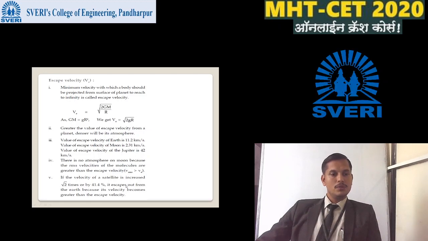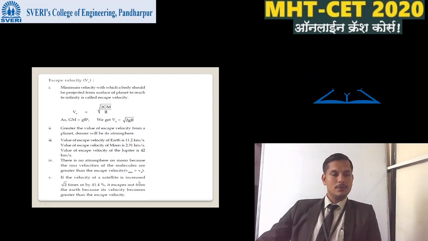If the velocity of a satellite is increased root 2 times, or by 41.4%, it escapes out from the earth because its velocity becomes greater than the escape velocity.